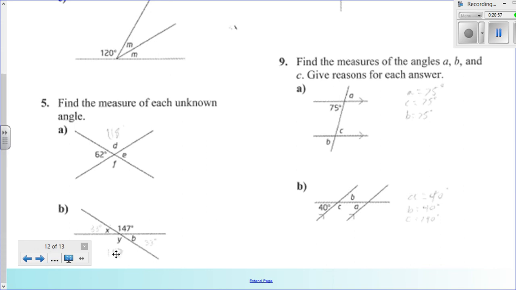For 5B, we can do the same process. So angle Y is 147 degrees because of opposite angles. Angle B can be found to be 53 degrees since we have supplementary angles. Then once I know that that's 53, I can use opposite angles to find that this is also 53. However, if you wanted to use supplementary angles, you could do the same thing. You still end up getting X to be 53. Sorry, 33. My bad. 33, 33, and 147.